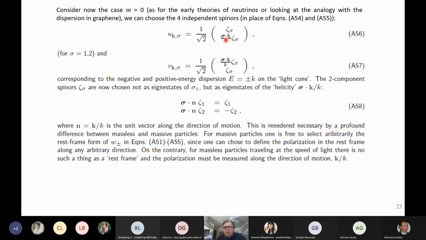For a particle which moves at finite velocity, velocity smaller than the speed of light, you can change it depending on the observer. Clearly, if you overtake the particle, you change its helicity. For particles which move at the speed of light, like neutrinos, which were thought to be massless for many decades, you cannot change it because you cannot overtake a particle that moves at the speed of light. But this is an interesting form for the solutions of the Dirac equation when you put a zero mass.